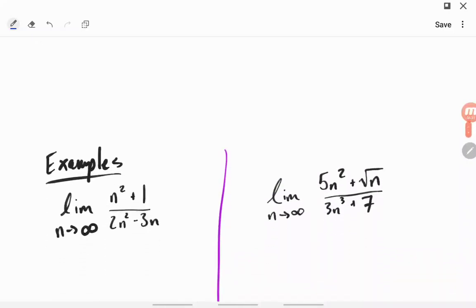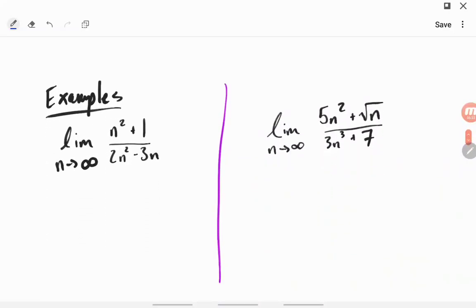All right, so let's look at some more examples here. Let's say we move away from just raising to the power of n, and we start looking at some crazy expressions.